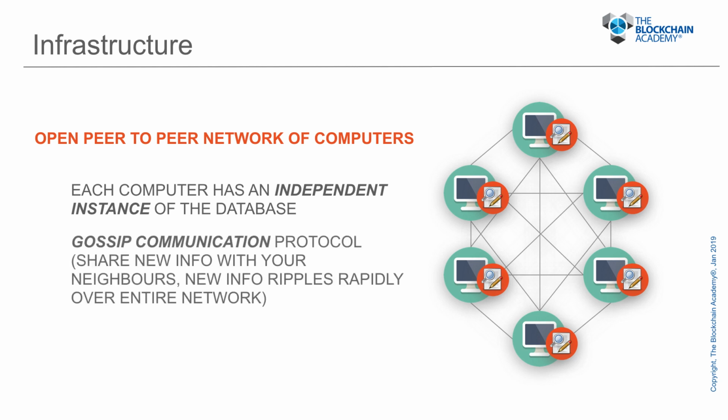Now, all the participating computers communicate constantly with each other in order to share the latest available information. This type of network communication is called the Gossip Communication Protocol, by which computers share their latest information with their network neighbors. By having every computer doing that, new information or new transactions ripple rapidly over the entire network.